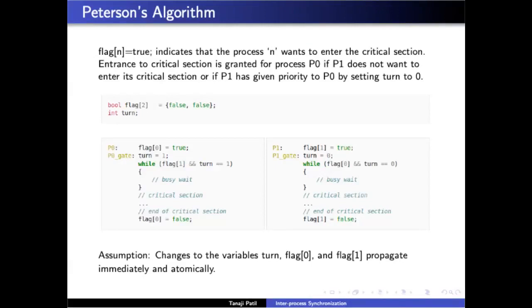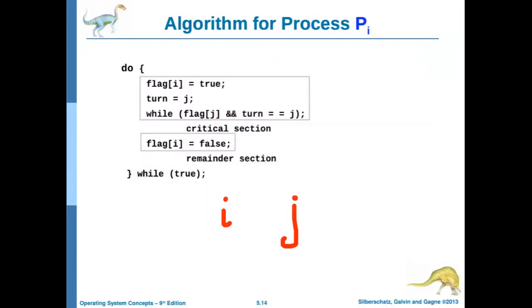So boolean flag[2] equal to false. So initially both are false. That means no process wishes to enter into the critical section. And turn is the variable. Now, as I already mentioned, this is the code for process 0, and this is the code for process 1. So P0 and P1, right? The same thing is written here. Only thing is it is in terms of i and j. That is the only difference.